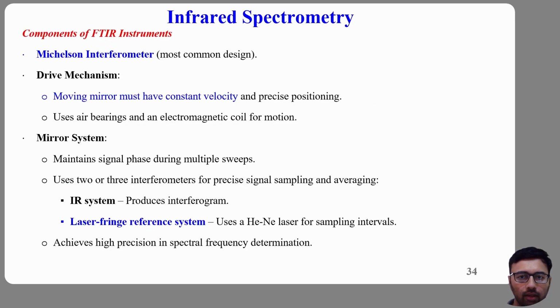Now, let us discuss the mechanical engineering behind these systems. The moving mirror must operate with extraordinary precision. Its velocity must remain perfectly constant. Even tiny vibrations or jerky motions can distort the interferogram.